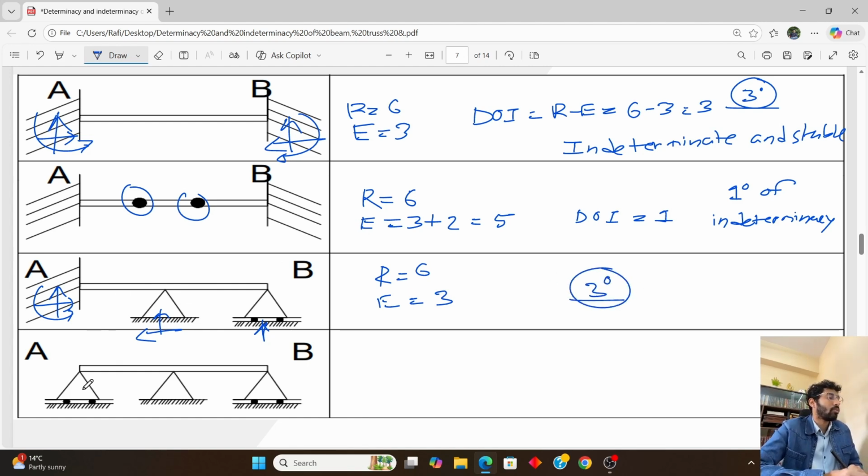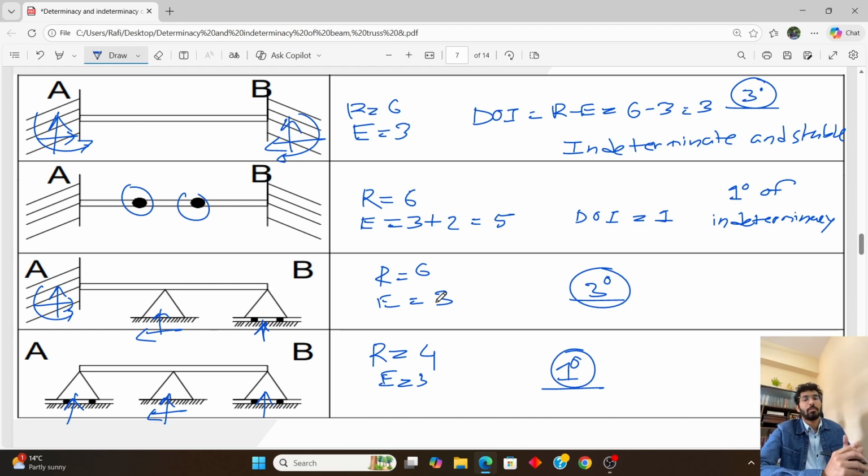And if we look at the last problem, there is a roller support which generally gives one unknown reaction, that is vertical reaction. At hinge there are two reactions, that is vertical and horizontal reaction. At the B point there is a roller support, so it will give a vertical reaction here. So the value of R will be 4 and the value of E will be 3, so the degree of indeterminacy will be 1 degree. So this is how we will solve the beam.